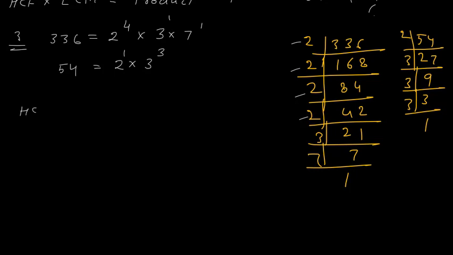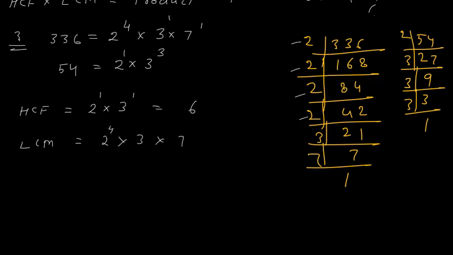So here for HCF, I will see what is common. 2 is common and 3 is common, and I will write their minimum power. So it is 6. And for LCM, I will write 2, 3 and 7, with their maximum power.